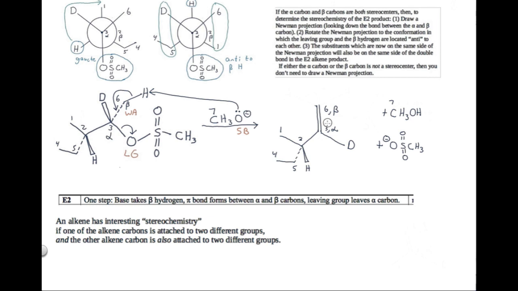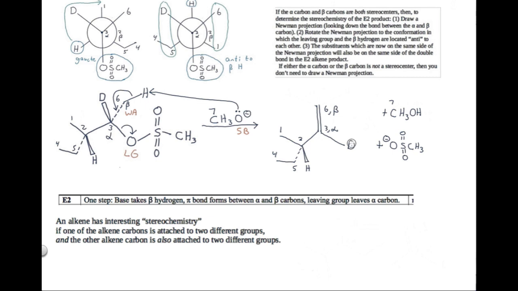Notice that this alkene product does not have interesting stereochemistry, because this alkene carbon, carbon 6, is attached to 2 identical groups. Carbon 6 is attached to 2 identical hydrogens, so it doesn't match this qualification for having interesting stereochemistry. And you can see the stereochemistry is not interesting here. It doesn't matter in this case whether we put the deuterium on the right or the left.